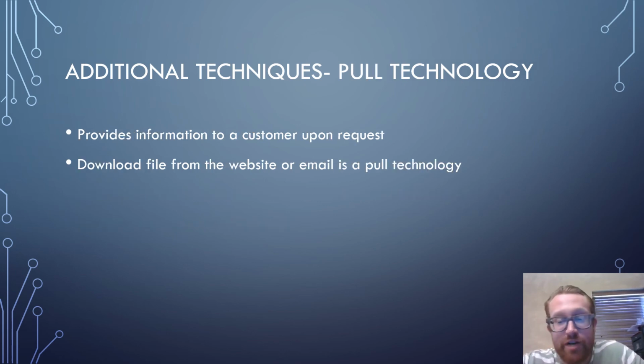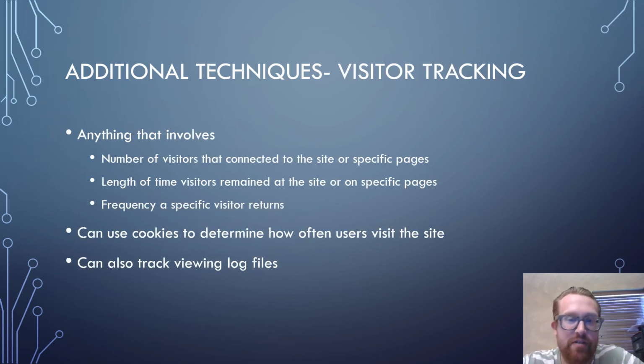We had push, now we have pull technology. Pull technology provides information to a customer upon request. This is mostly done in the form of downloads, where a user will go to a website, find a file or an advertisement, and download it from the website or email to the person's computer or device. This is pull technology. You are pulling the information from a source.